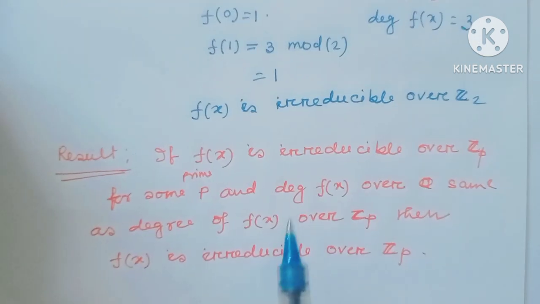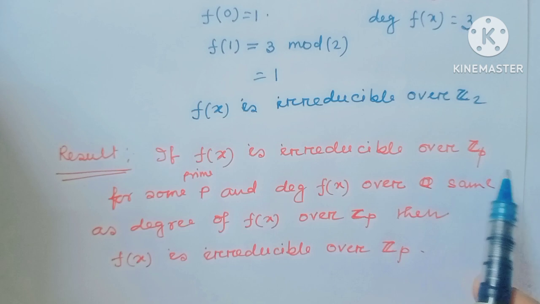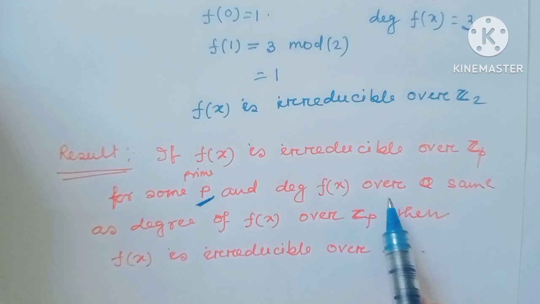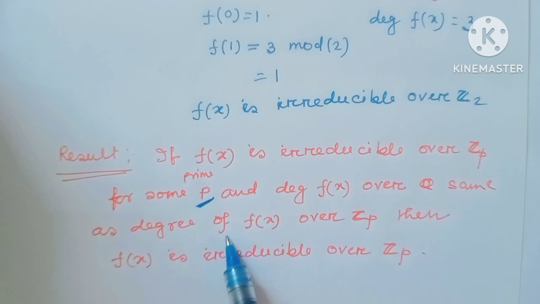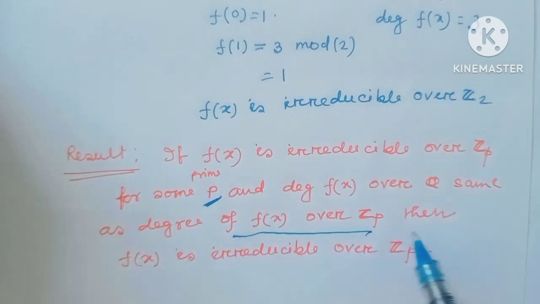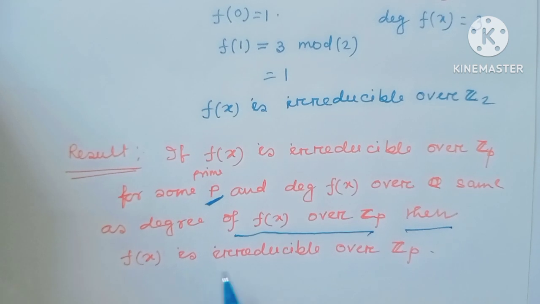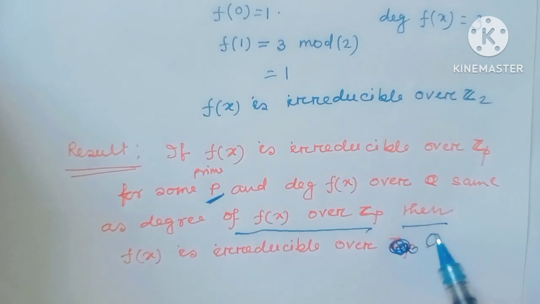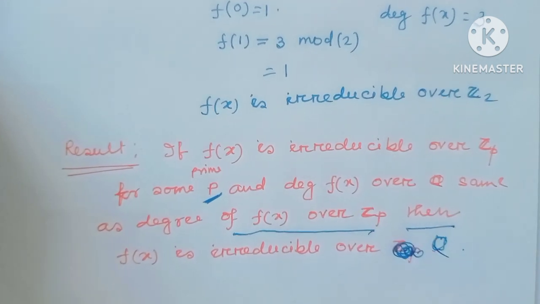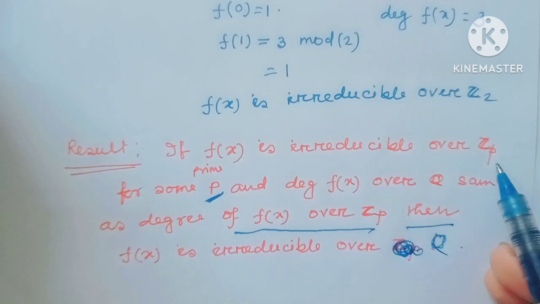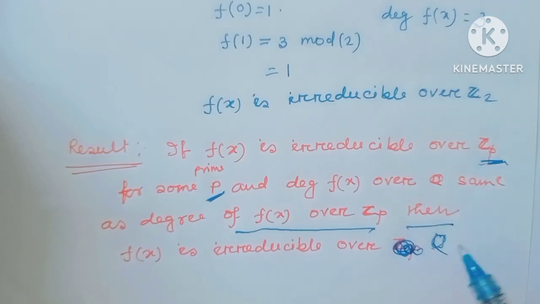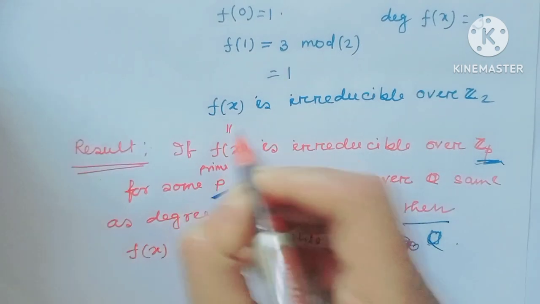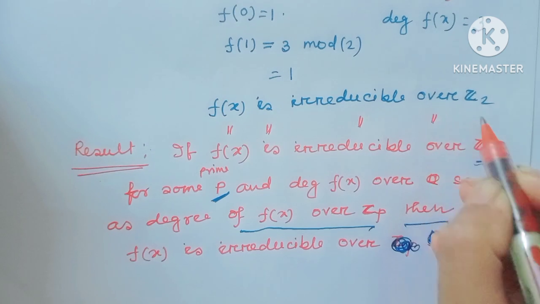There exists a nice result: if f(x) is irreducible over Zp for some prime p, and degree of f(x) over Q is the same as degree of f(x) over Zp, then we can tell f(x) is irreducible over Q also. That means if f(x) is irreducible over Zp where p is a prime number, then f(x) is also irreducible over Q. That means here by this result we can tell f(x) is irreducible over Q.